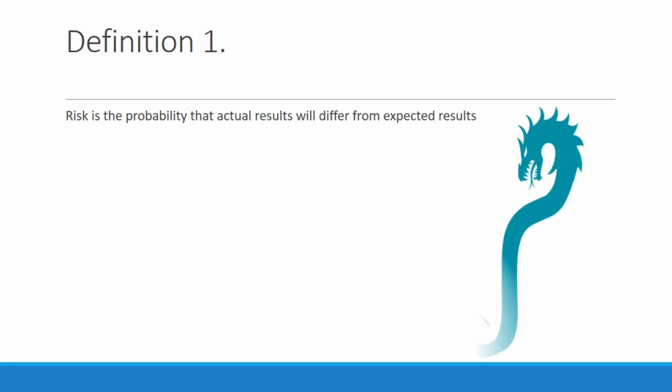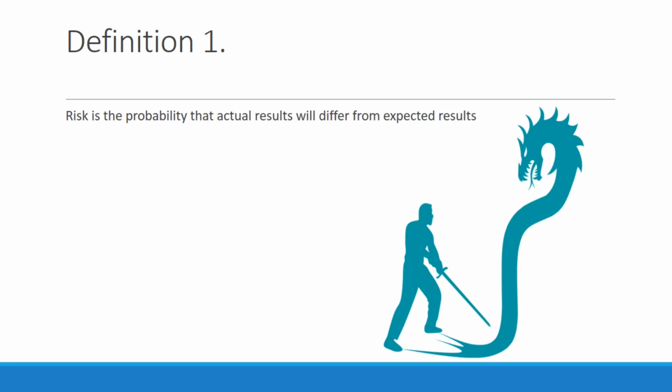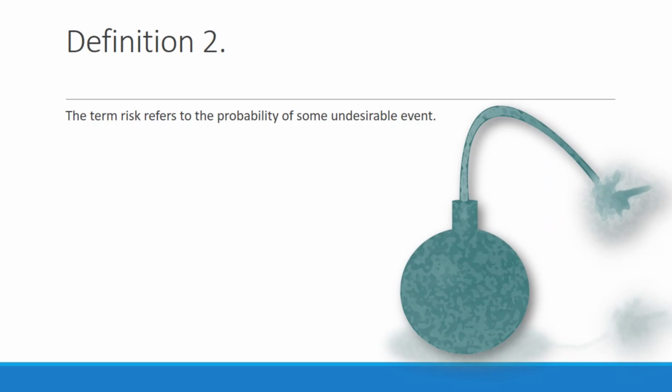First of all, we study the very basic definition of risk. It states that risk is the probability that actual results will differ from expected results. The second definition is also easy to understand. It states that the term risk refers to the probability of some undesirable event. Undesirable events are those events which management foresees as not favorable for the company, particularly in financial terms.